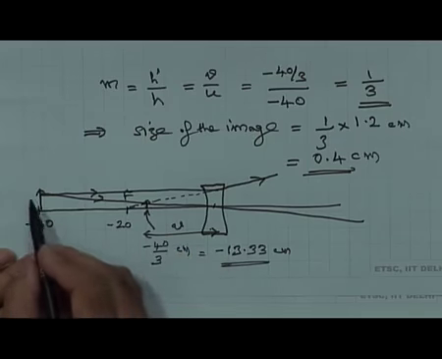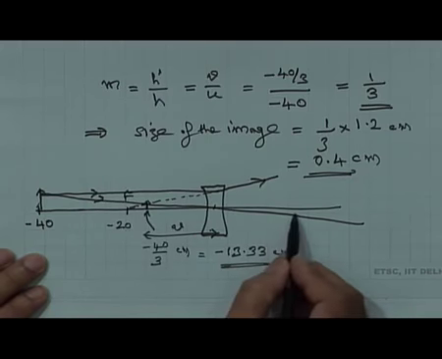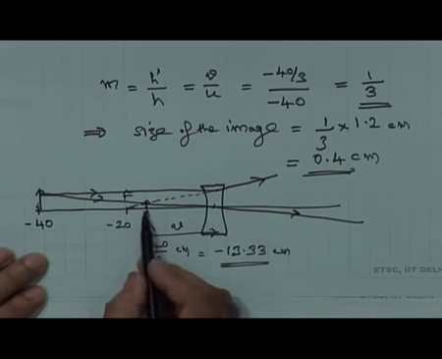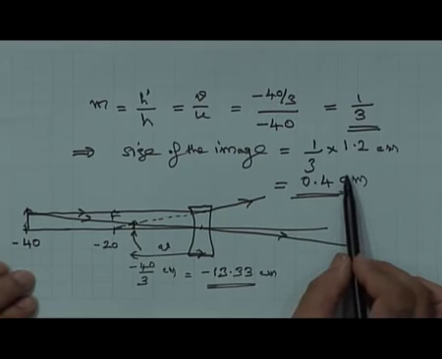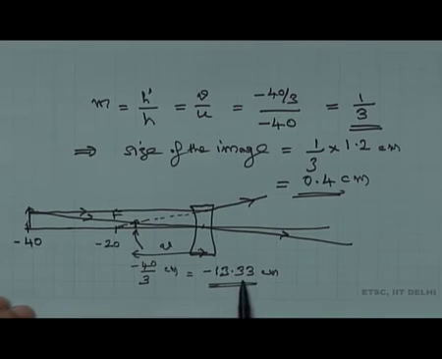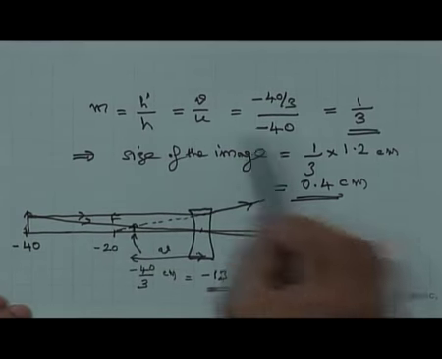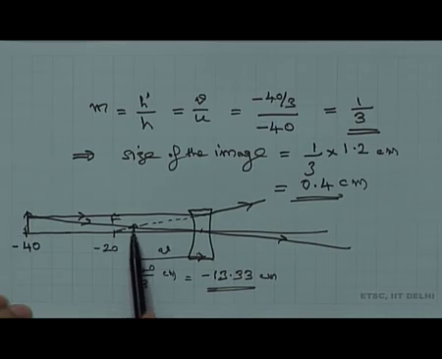And we see that the size is smaller. The original object is here, and now the size is smaller. So if we draw with a scale, we can clearly see that our calculation is right: we are getting a smaller, demagnified image of size 0.4 centimeter, at an image distance V equal to minus 13.33 centimeter. So here is the image which is formed, and the magnification is 1 by 3, which is positive, which means we get an erect image at this point.